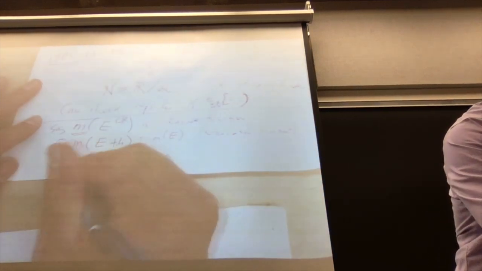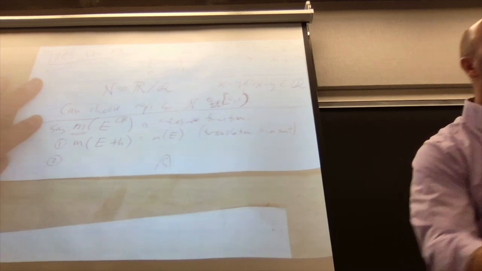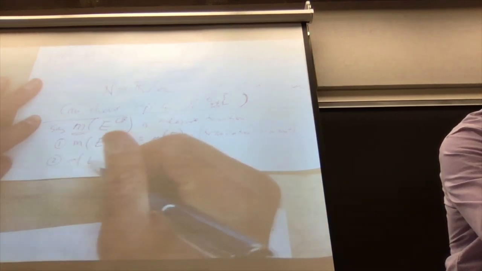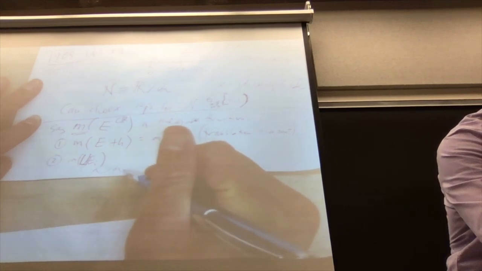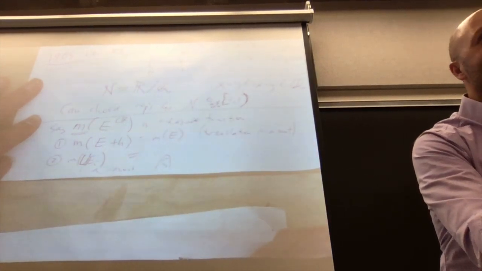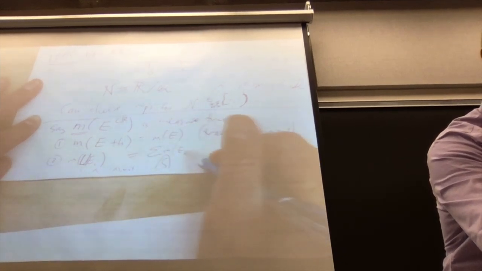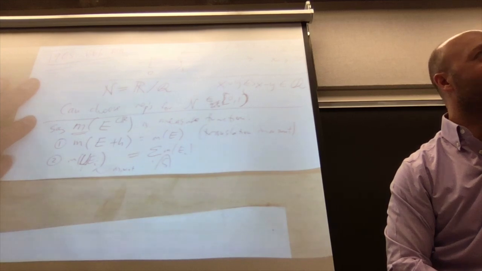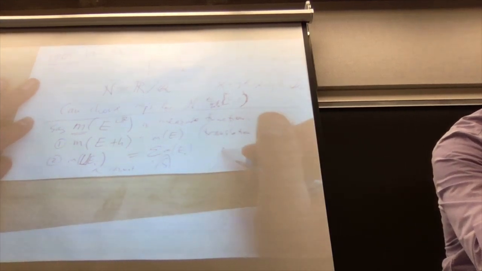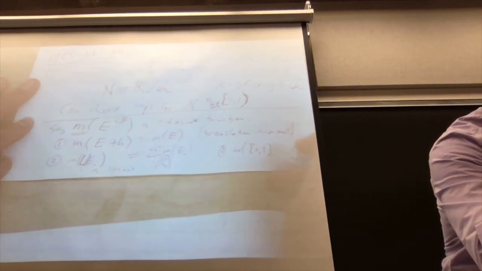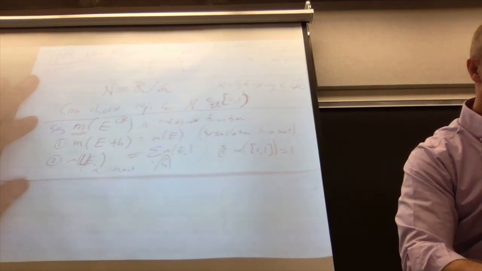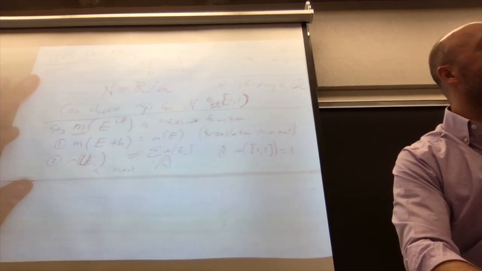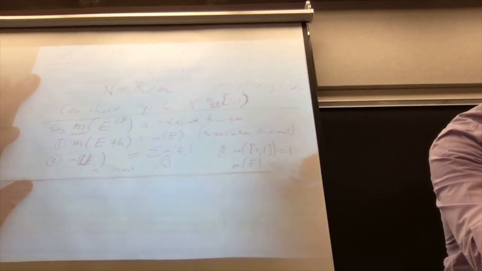We want translation invariance. How about disjoint sets? The measure of a disjoint union of sets E_i should be nothing other than the sum of the measures. Right, that makes sense. How about the measure of 0 to 1? It should probably be 1. That would not be a good measure theory if the measure of 0 to 1 was not 1. And it should be non-negative, sure. M of E is non-negative.